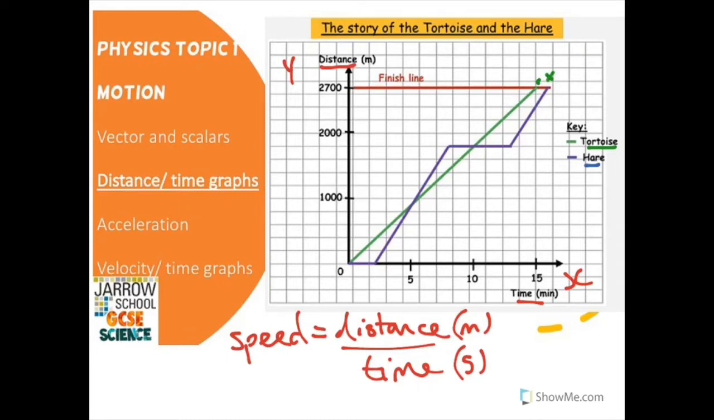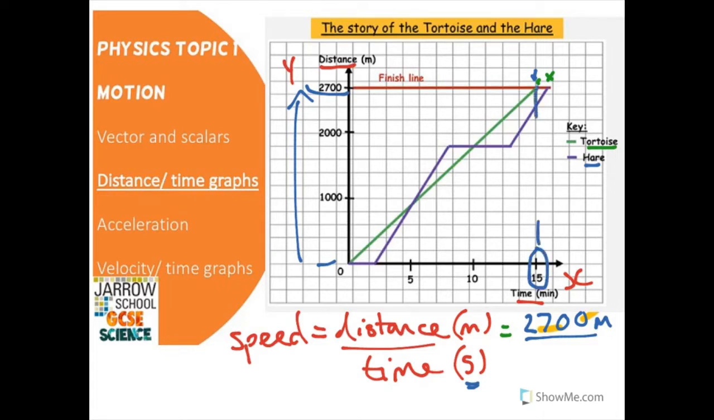If we have a look at the green line for the tortoise, we know how far it has travelled and we know how long that took. So if you want to pause the video now and work out the average speed of the tortoise, that would be useful. Figure out if you can do this by yourself first. Okay, so the distance that the tortoise travelled, it started at 0 meters and got 2,700 meters away from that. Very straightforward, 2,700 meters.